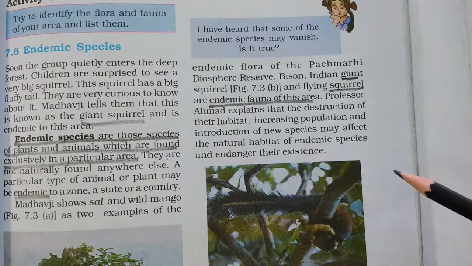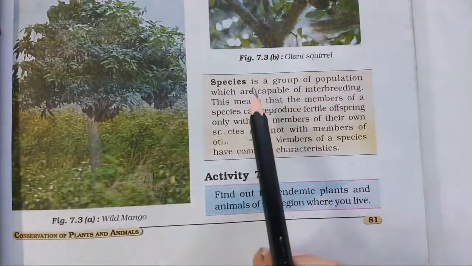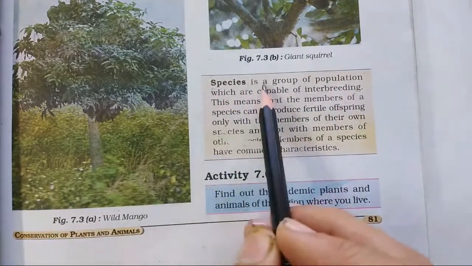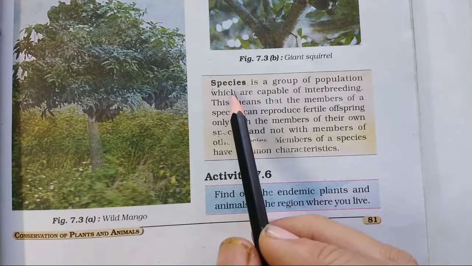So therefore, the species which are found in a particular area, its definition is here. It is a group of population. Now species can be plants, species can be animals, and even species of humans.